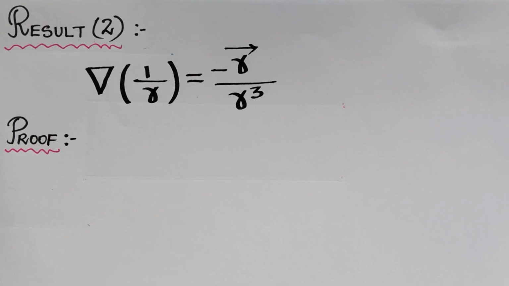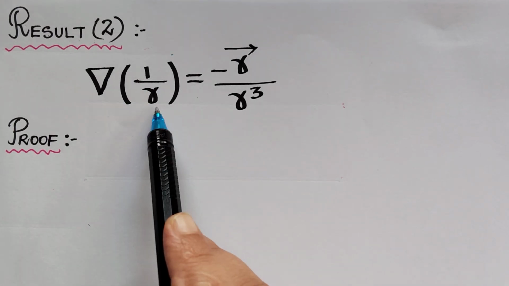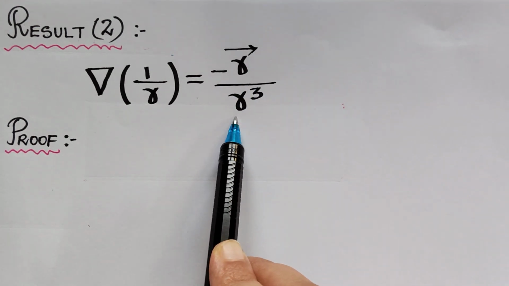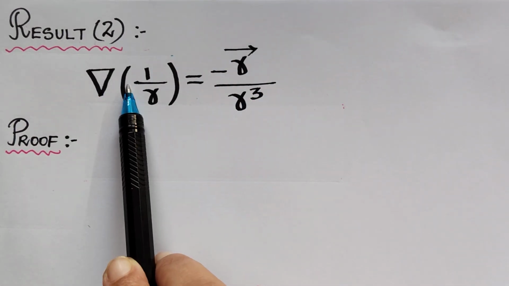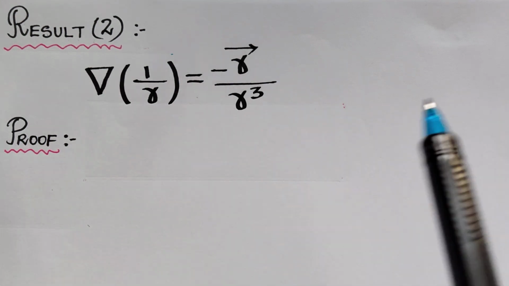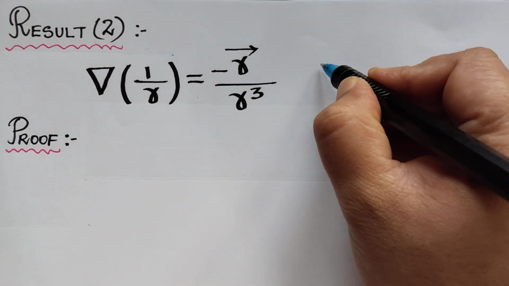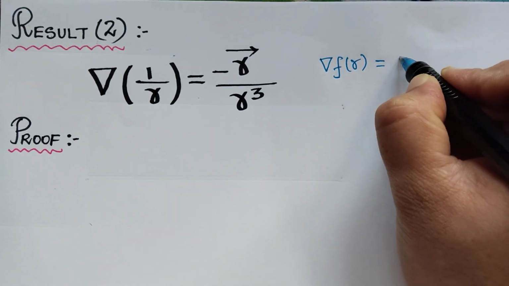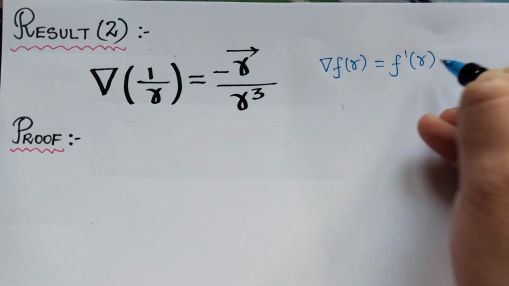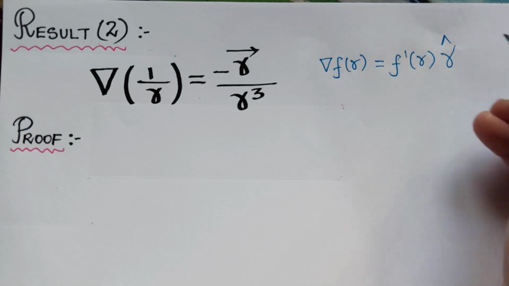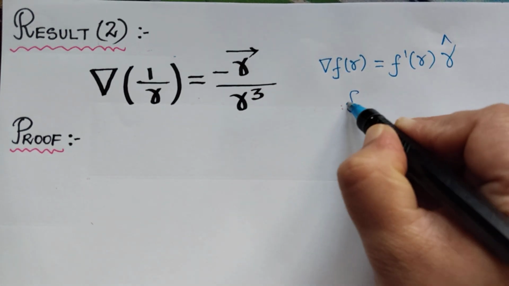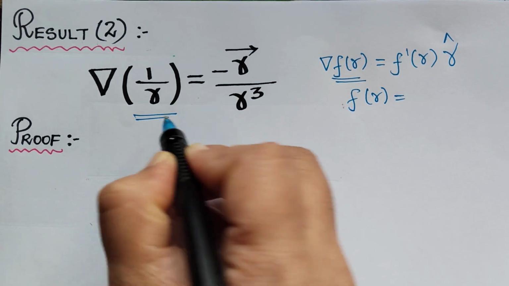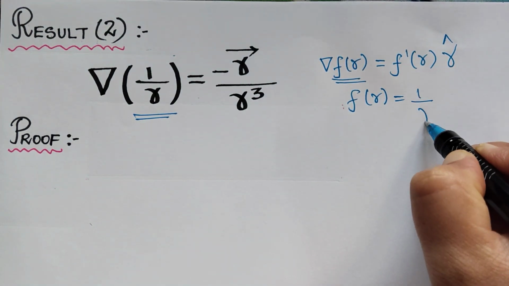So here we have result 2, which says that ∇(1/r) is equal to minus r vector divided by r³. Now we are going to prove this result by using the result that we have just obtained. That is, we have obtained that ∇f(r) is equal to what? f'(r) multiplied with r cap. Now here f(r) is equal to, at the place of f(r), what do we have? We have 1/r. So it's equal to 1/r.